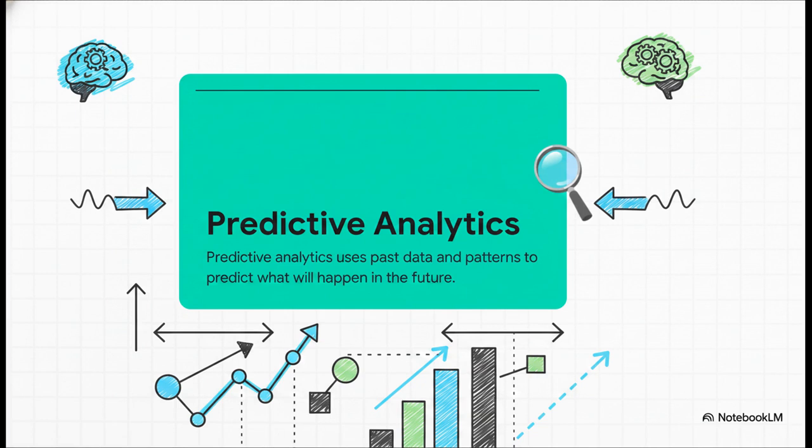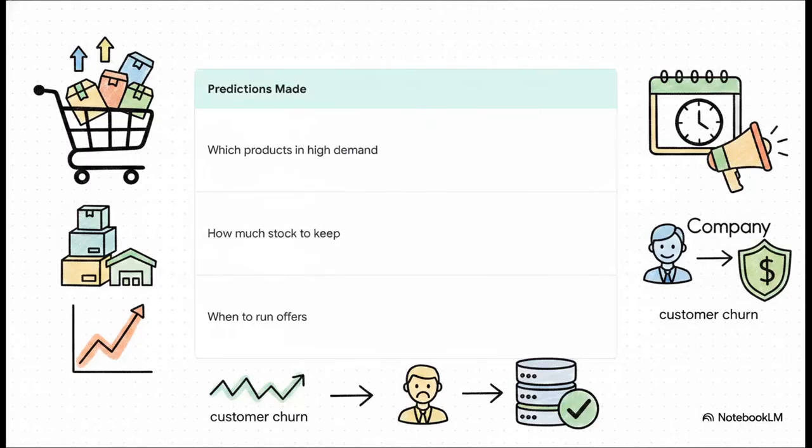And this is where things get really advanced. By applying statistical models and machine learning to our historical data, the system literally learns how different variables interact. Then it uses that learned behavior to forecast future trends with a highly measurable degree of accuracy. It's a game changer. Going back to our e-commerce example, predictive models allow a company to forecast exactly which products are going to be in high demand next month.